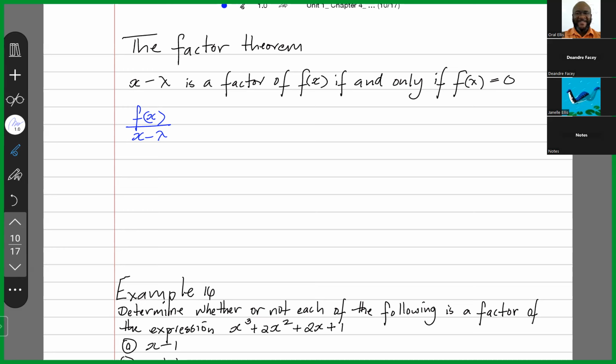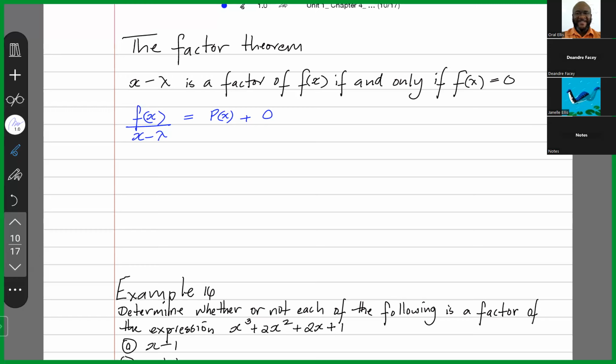So if this divides into this, we are going to get, let us say, p of x plus, well, it's just going to be p of x because the remainder is 0. If it's divided by it, you would expect a remainder, but if it is a factor, the remainder would be equal to what? 0.